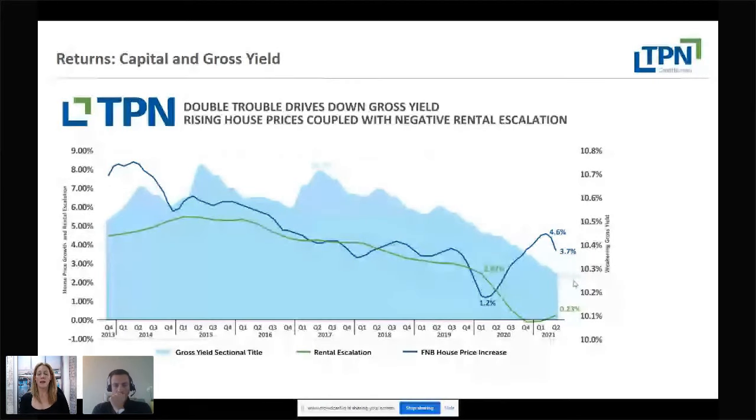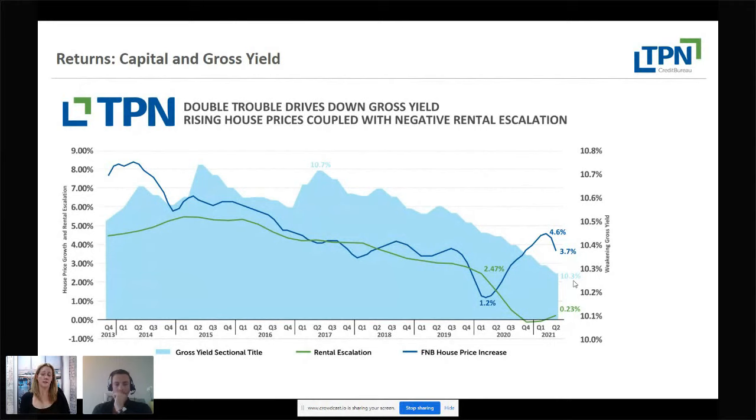The point is that gone are the days where you could buy a property, sell it a year later for 20% extra. You bought it off plan, and so you never actually paid the bond. You never paid a single cent towards the property, and you had a 20% growth. Those days, that party is long, long, long gone.